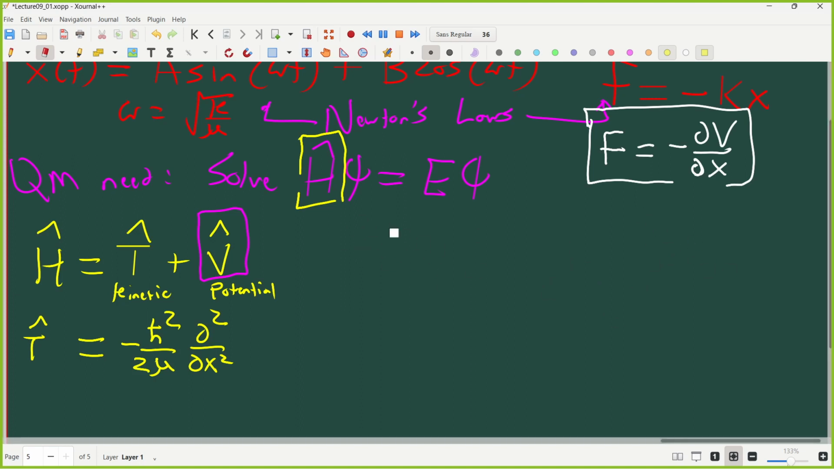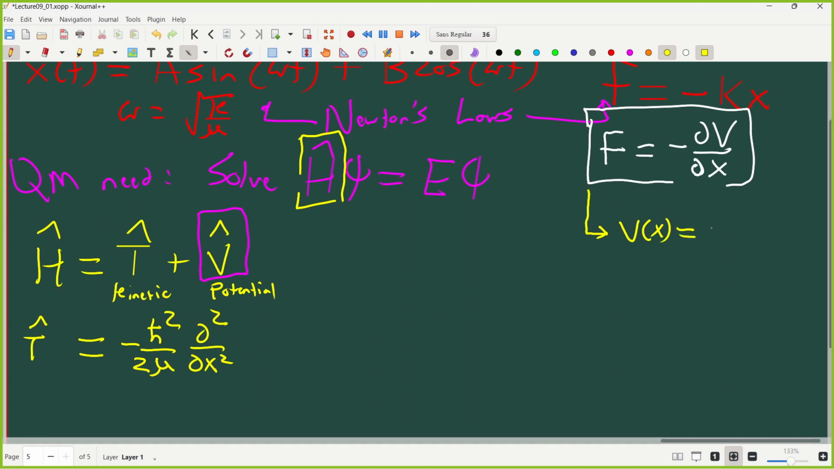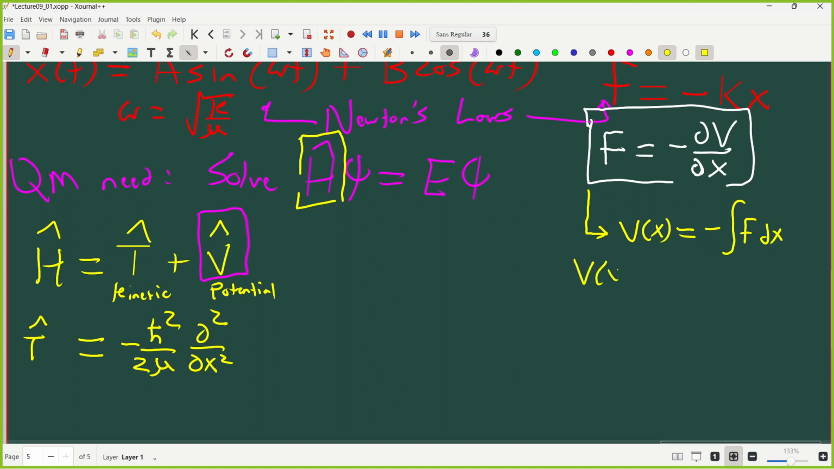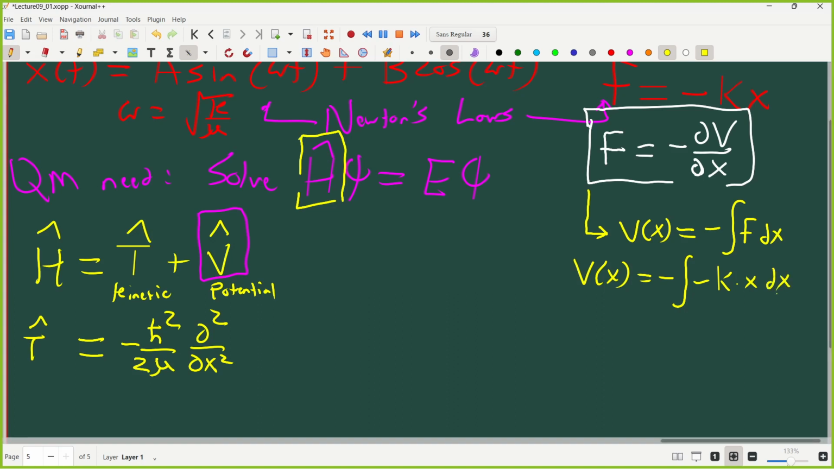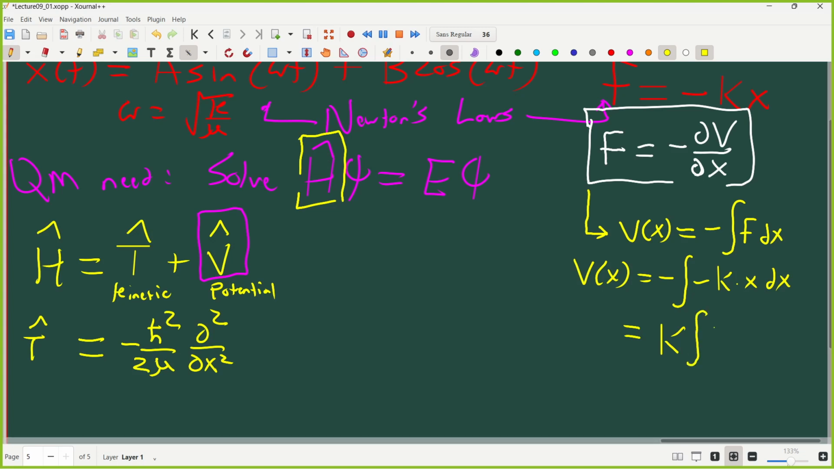All right, so if force is the derivative of potential, that means the potential, as a function of position, is minus the integral of the force. So all we have to do is integrate the force. Well, that's easy. That means that V of x is equal to minus the integral of minus kx dx. I'll factor out the k and the negative signs.